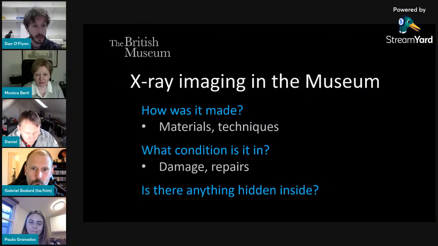So why we use X-ray imaging is a very important question. The questions I usually need to answer are how an object was made, so I'm looking at the materials or the techniques involved in making an object, and what its current condition is, so I might be looking for subsurface cracks or any evidence of repairs or restoration. And then the exciting one: is there anything hidden inside? That's where we might have a container which we can't open or a bundle which we can't unwrap, and we want to know what's inside it.